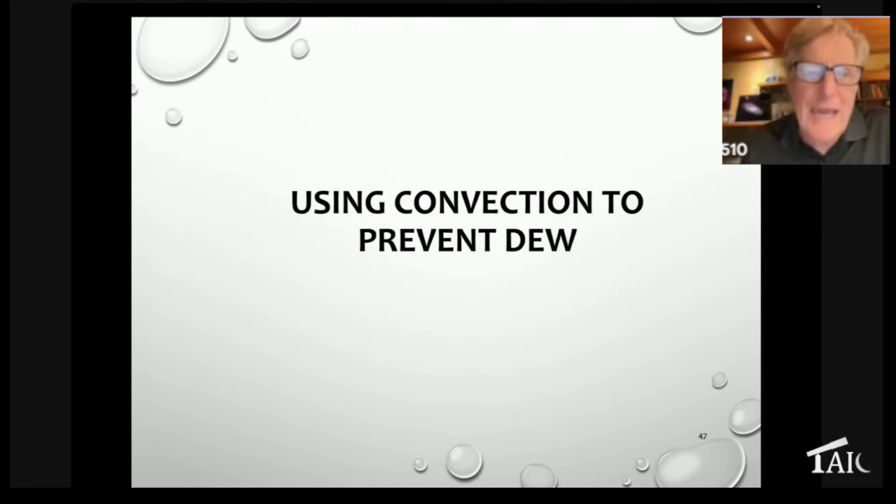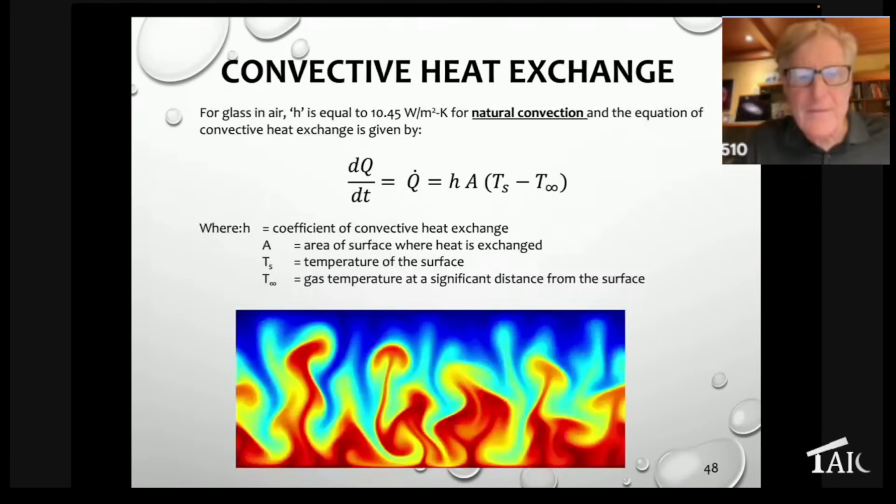First, I want to mention we can use convection to prevent dew. And I mention this because my telescope uses this method. And convective heat exchange is given by this expression, where the rate of heat exchange is given by some constant, the coefficient of convective heat exchange, again, there's that area, the area times the difference of the temperature of the local surface to the temperature far away from the surface. And this is called natural convection. And by the way, this is old stuff. Newton came up with this. I think Newton touched everything, but this is a formula that Newton derived.